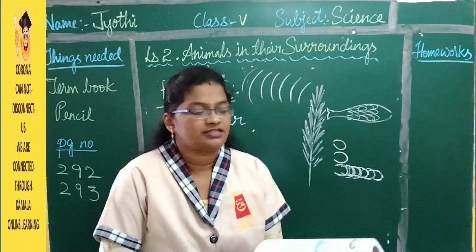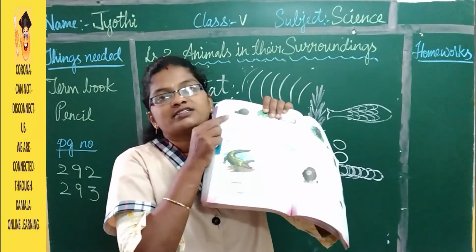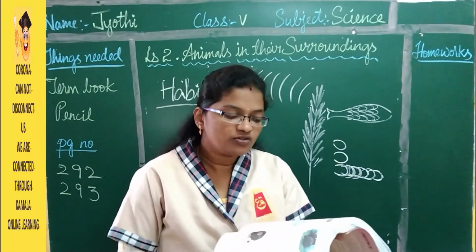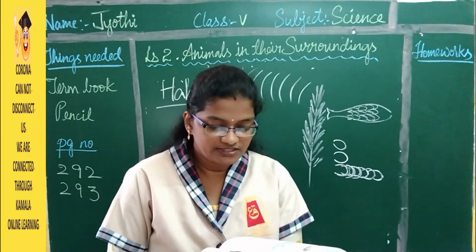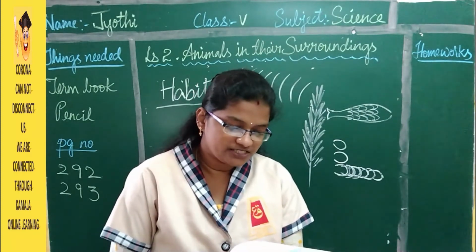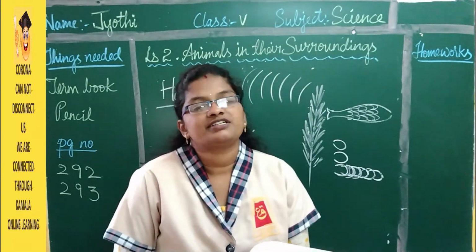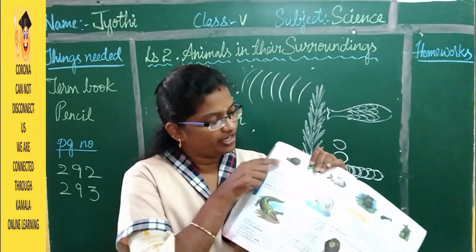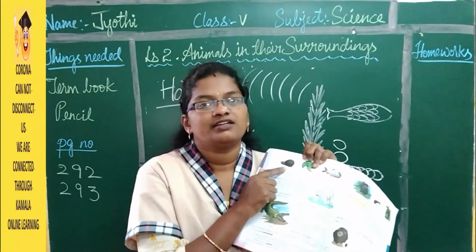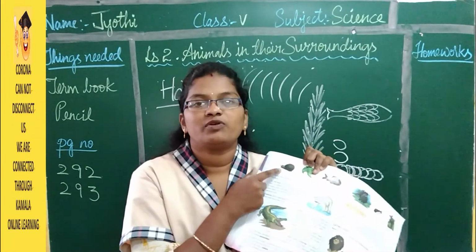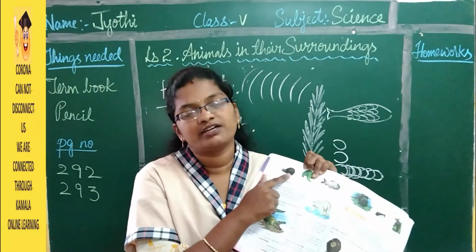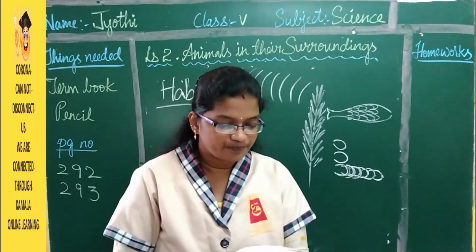Then shells. So here we have seen that mollusk, right? A very hard outer covering is called a shell. It protects the soft body of animals such as snails, tortoise and oysters. So here, whenever an enemy comes, it is going to hide inside the shell. Then later after some time, it is going to come out. So this shell is very hard, which protects it from its enemies.